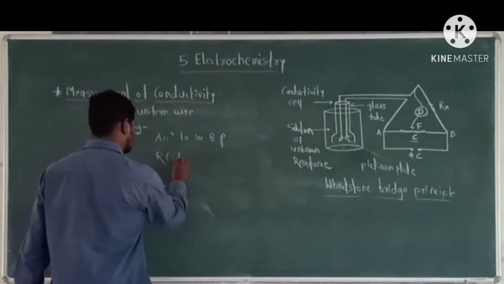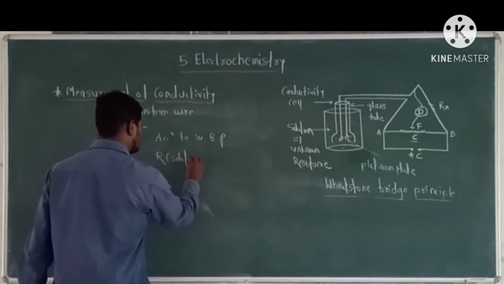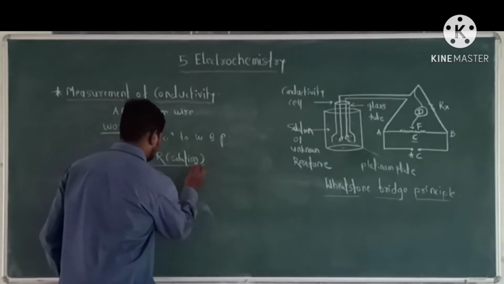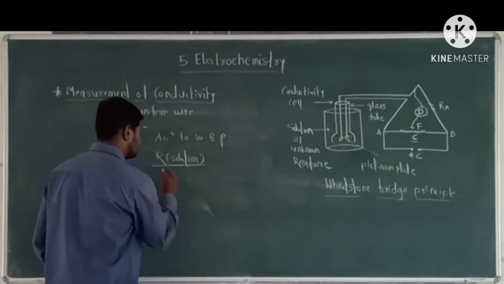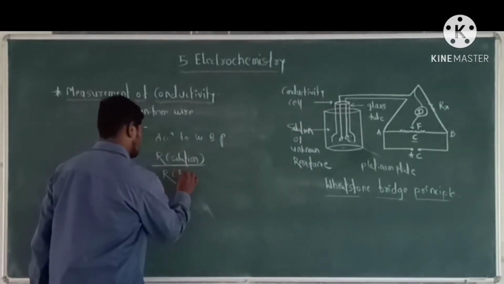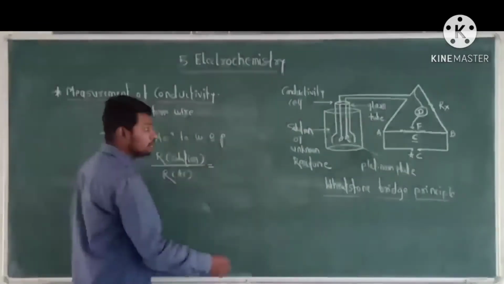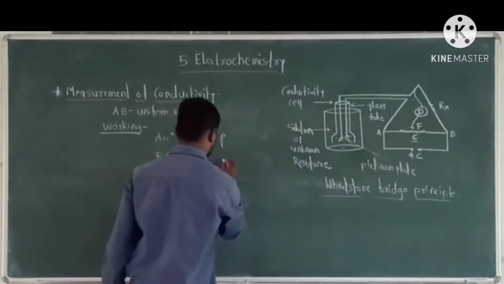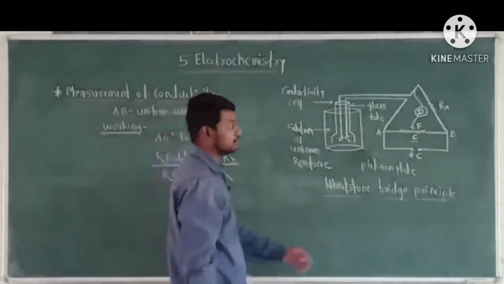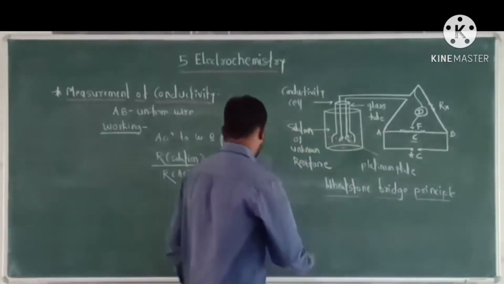R solution, the resistance of the solution, divided by RAC is equal to Rx divided by RBC.